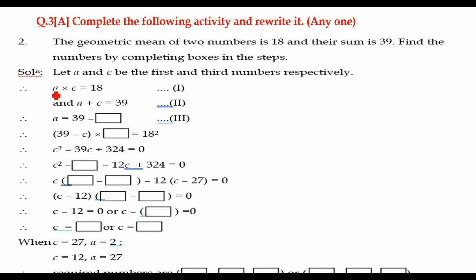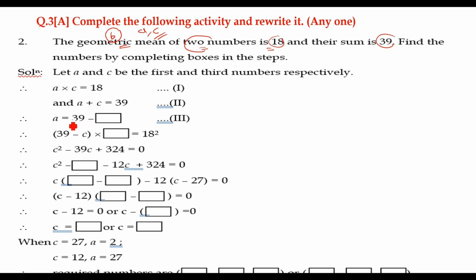Question number 2: the geometric mean of two numbers is 18 and their sum is 39. Then complete the boxes. So the geometric mean of two numbers: the geometric mean number is always b and the rest two numbers will be a and c. By the given condition, the geometric mean of the two numbers is 18, that is a into c is 18, and sum is what? 39.